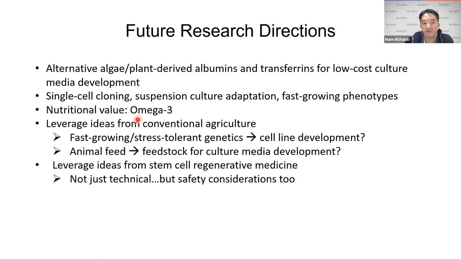And perhaps we could also leverage ideas from conventional agriculture. There are fast-growing species and stress-tolerant species with the genetics for that. Can these contribute to cell line development? Will the phenotype in vitro be recapitulated? I'm not sure. What about looking at animal feed and what goes into it? Can we obtain some ideas from animal feed compositions for feedstock development and culture media? And we could also leverage ideas from stem cell regenerative medicine, not just on the technical aspects, but also the safety considerations.